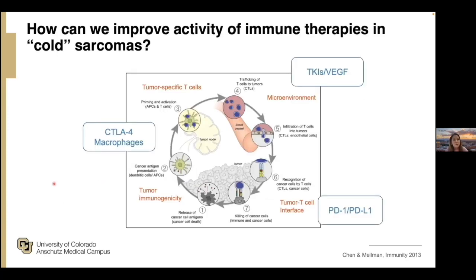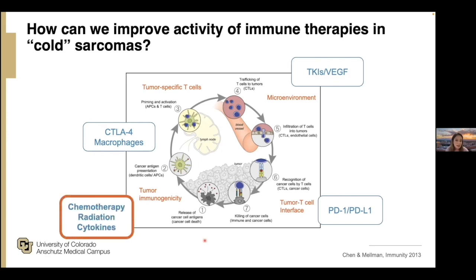So 20% is great, but what do we do about the other 80% of sarcomas? How can we improve the activity of immune therapy and make it work for patients with immune cold sarcomas, or low expression of immune-related genes? So I think, again, targeting tumor immunogenicity. How can we improve the tumor immunogenicity for those tumors?